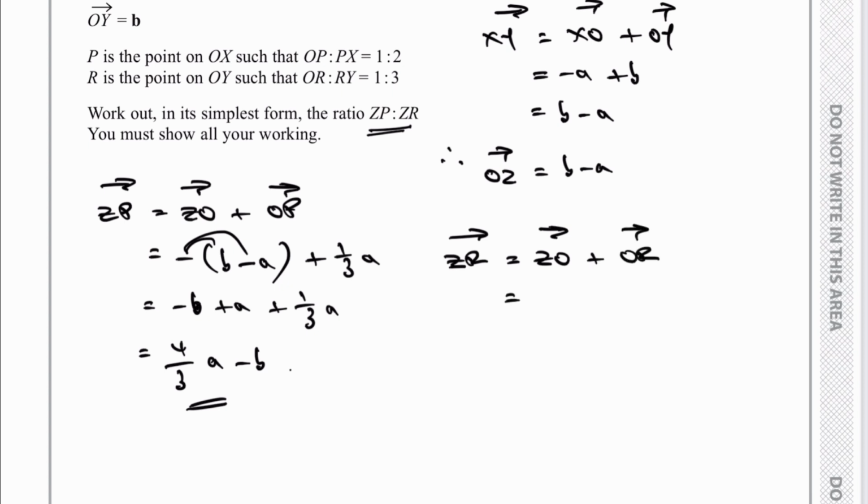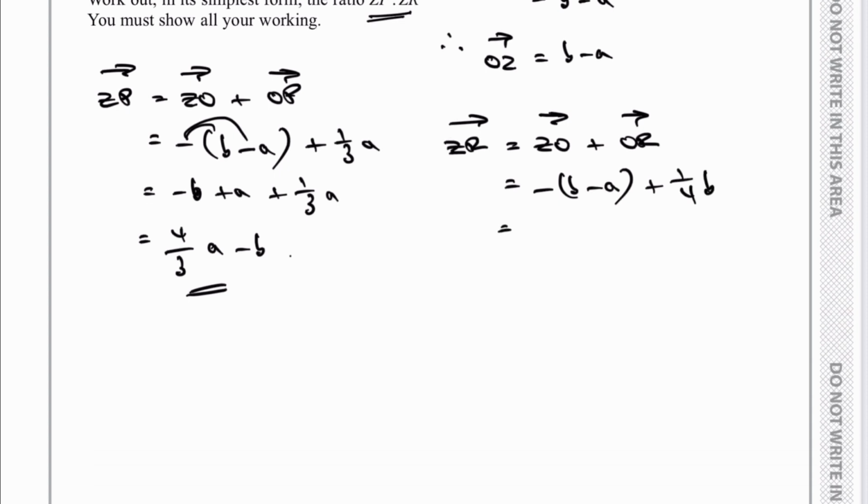Well, ZO we've already worked out. We know that's minus B minus A. Okay, and OR is going to be 1/4 of B, and again I just need to tidy this up, so I'm going to end up with minus B plus A plus 1/4 of B. Again, tidy it up, and I get A minus 3/4 of B. So now finally, I've got vector ZR, and over before I've got vector ZP.